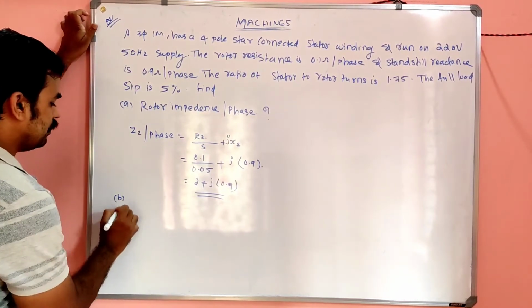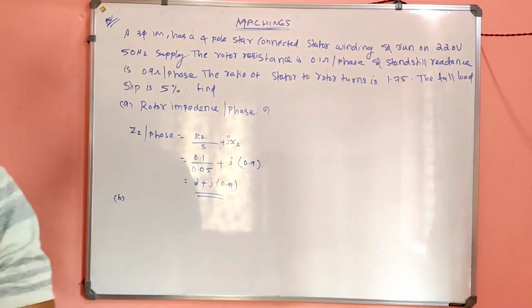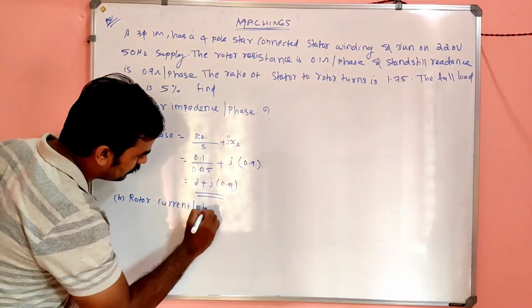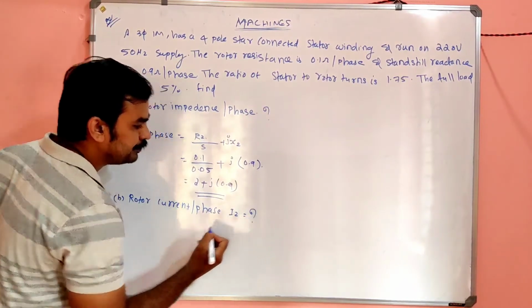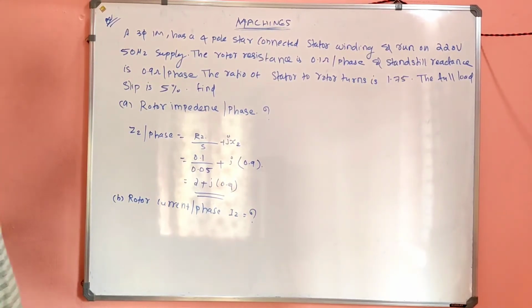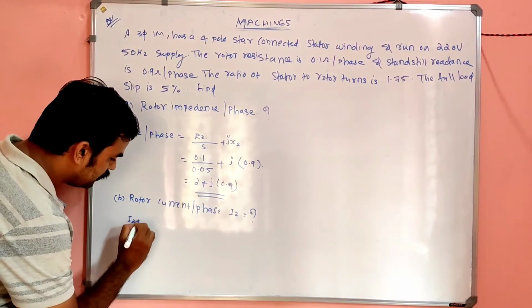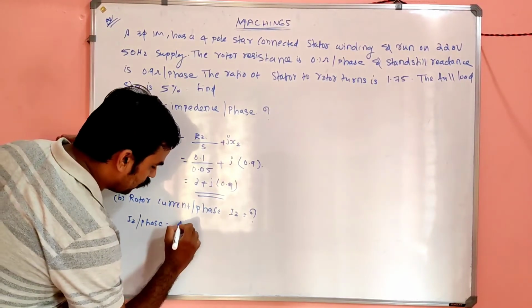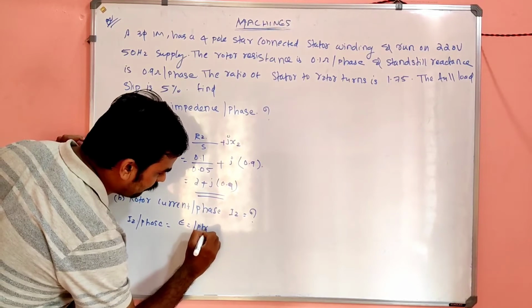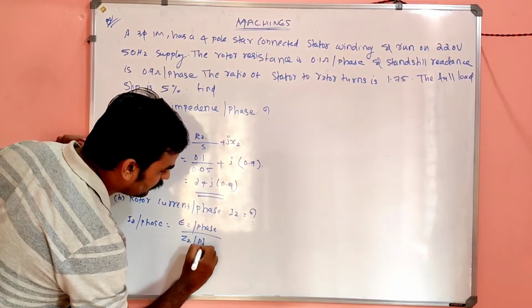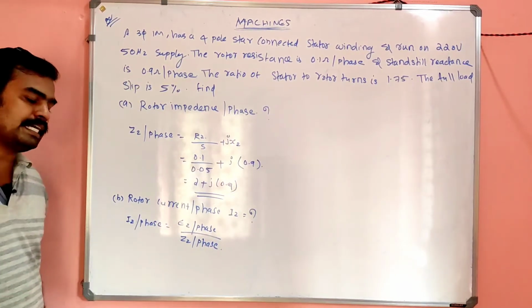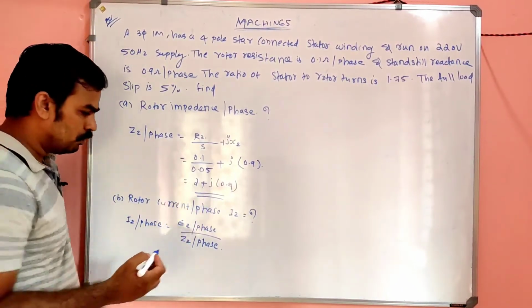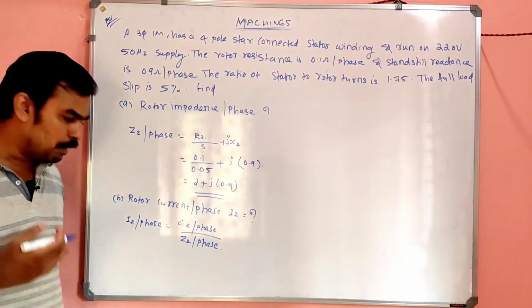And next, what is that? Next we have to find the rotor current per phase. Let it be I2. Finding I2 is nothing but I2 per phase, which will be the rotor induced EMF per phase, E2 per phase, divided by Z2 per phase. Am I correct? Voltage divided by impedance will give the value of current. But Z2 per phase we already know. What is E2 per phase, the rotor induced EMF per phase? How can we find that?